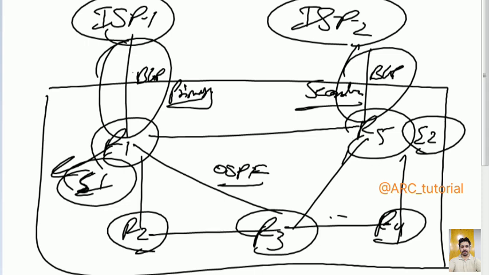in case the primary link goes down, then the entire traffic will be shifted to the secondary link. Understood? So in this way you can use the concept of E1 and E2, and that's what we have proved here. So remember, E1 will always be preferred over E2.